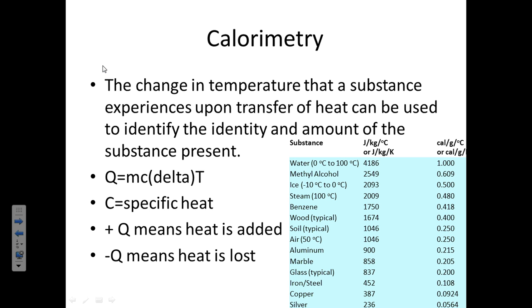And you guys who've had biology, what do we say about the specific heat of water? It's really, really high. Now if you look at this chart up here, you can see water way up here, 4,186, compared to, say, iron, which is 452. What does that mean about water? It's hard to change the temperature of water, whereas it's easy to change the temperature of iron or copper or steel.